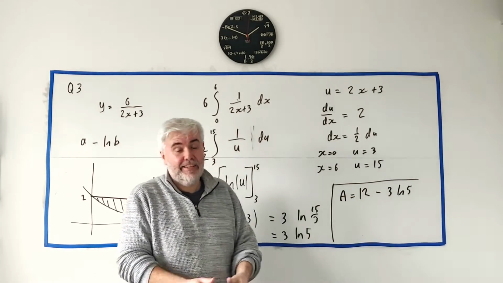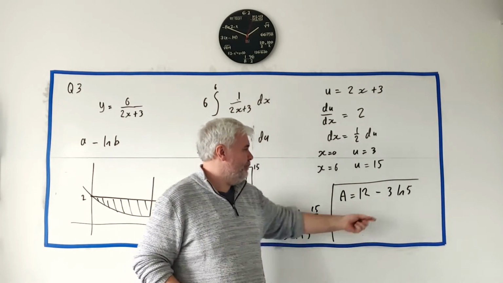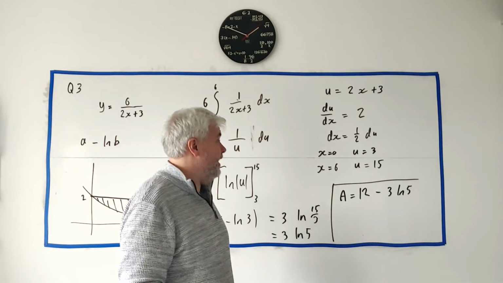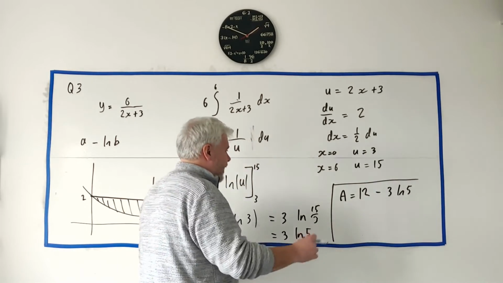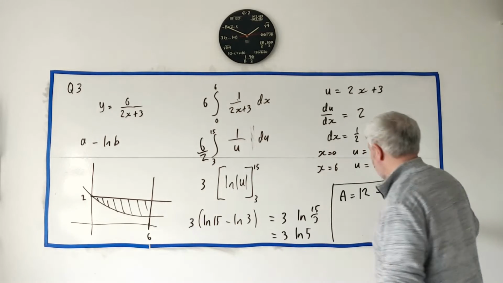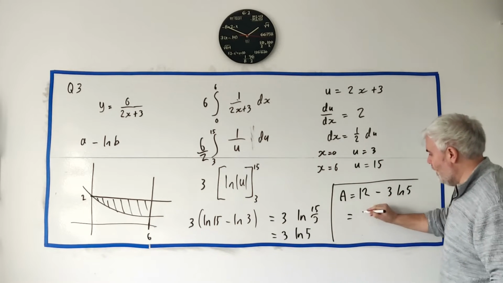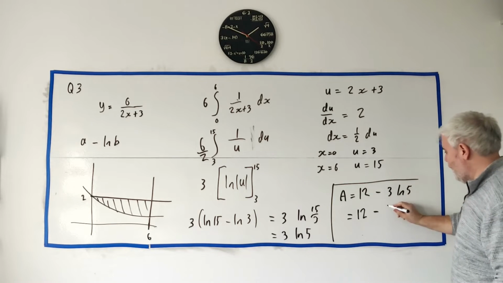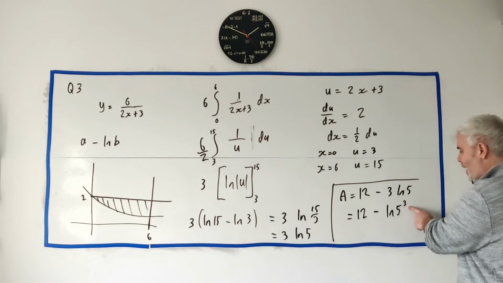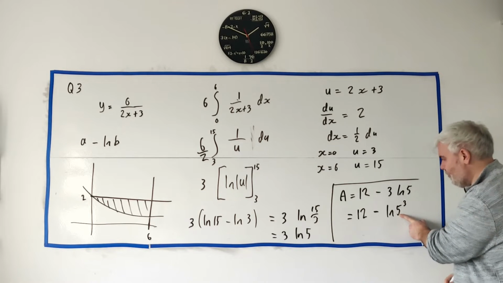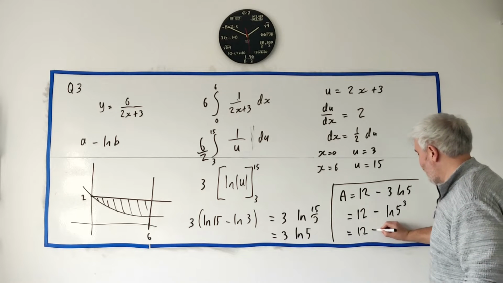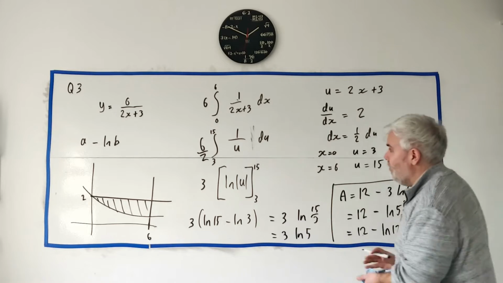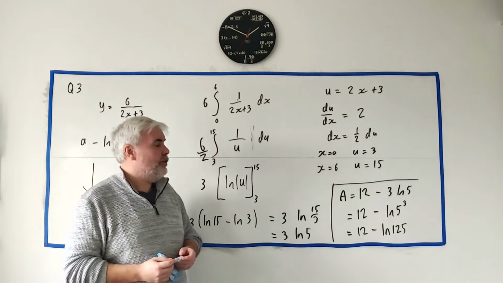It's really sad to say, but the examiner probably would take a whole mark away for this. I don't think they're allowed to take away half a mark. If they are, I'm sure they'd only take half a mark, but I don't think they are allowed. So we have to get rid of this 3, but it's not too hard if you know your natural log rules. A number multiplied to a natural log is just the same as a power of the thing inside the natural log. So this is just equal to 12 minus natural log of 5 to the power of 3, which is 125. Okay, that's the answer to question 3.